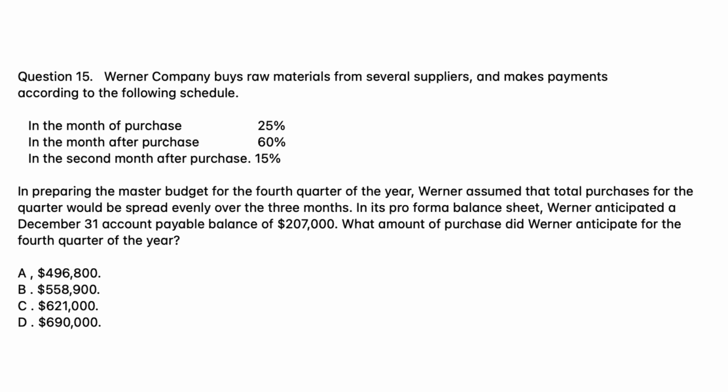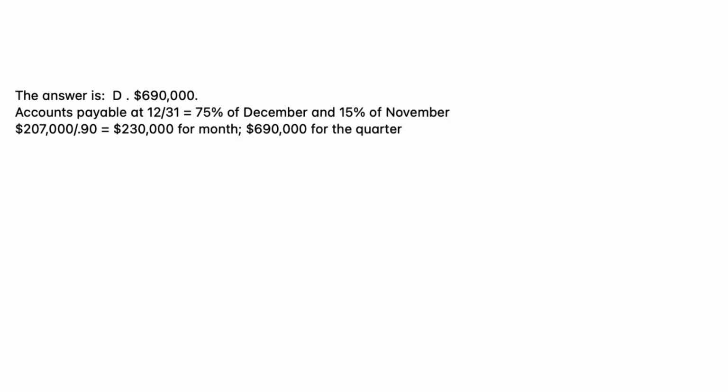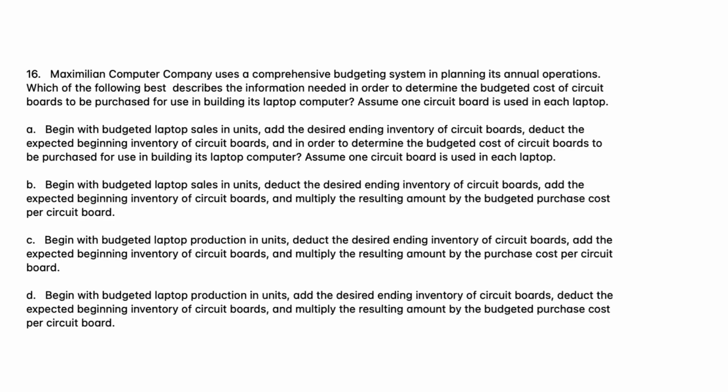A. $496,800. B. $558,900. C. $621,000. D. $690,000. The answer is D. $690,000. Accounts payable at 12/31 equals 75% of December and 15% of November. $207,000 / .90 equals $230,000 for the month, $690,000 for the quarter.